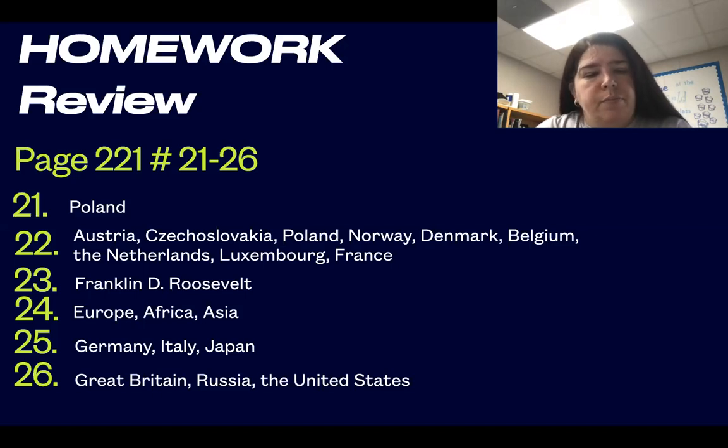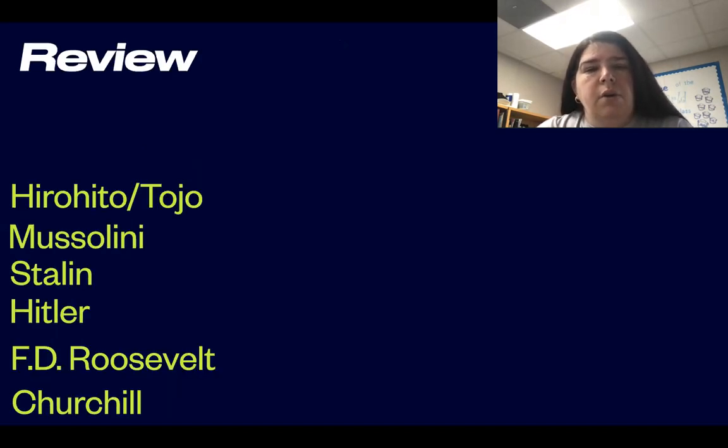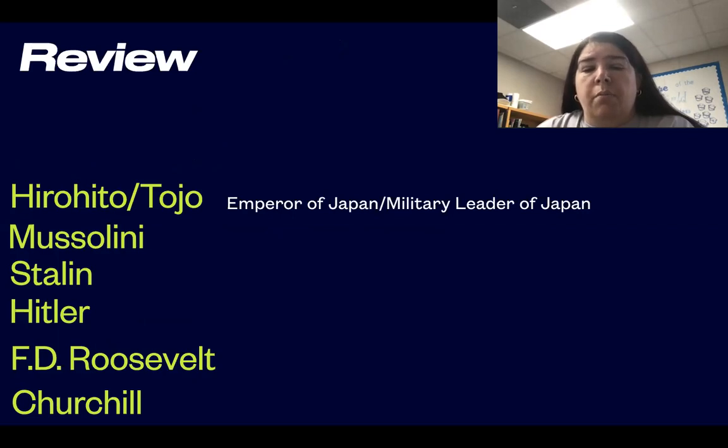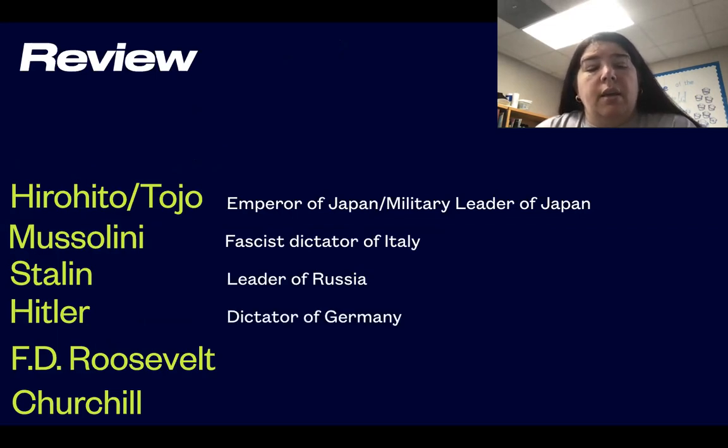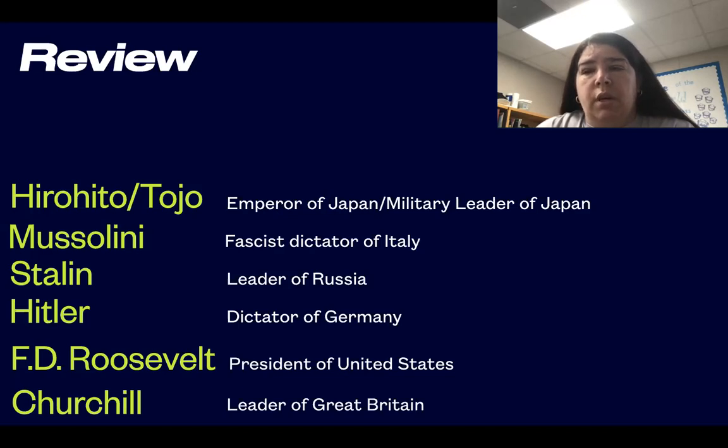Very good. Okay, today we're going to review a little bit. Do you remember who Hirohito and Tojo were? They were the emperor and the military leaders of Japan. And Mussolini was the leader of Italy. He was a fascist dictator. Stalin was the leader of Russia. And Hitler was the dictator of Germany. FDR was our president of the United States during this time. And Churchill was the leader in Great Britain, Winston Churchill.